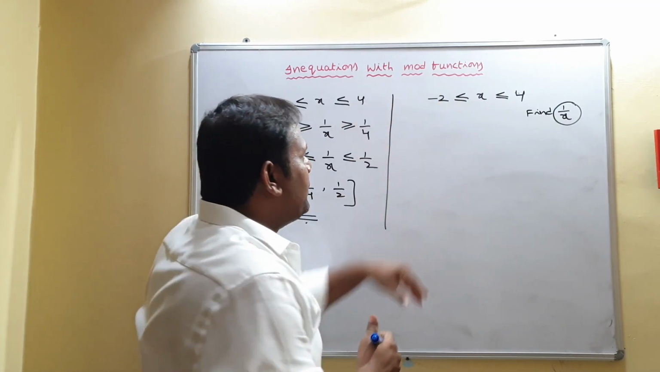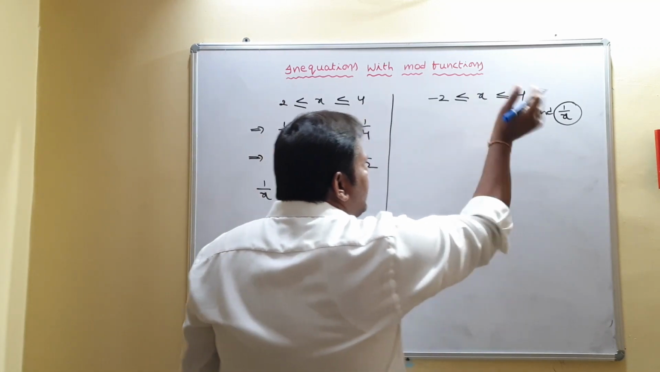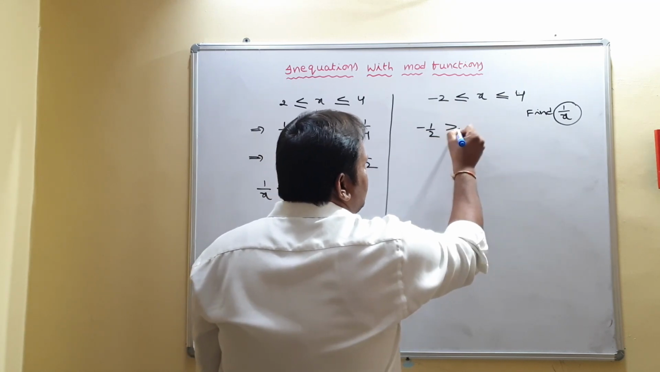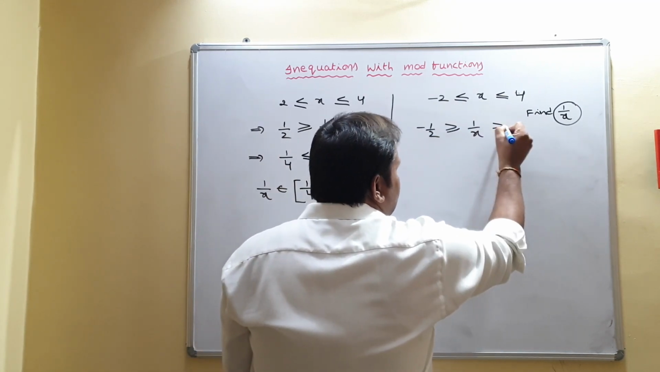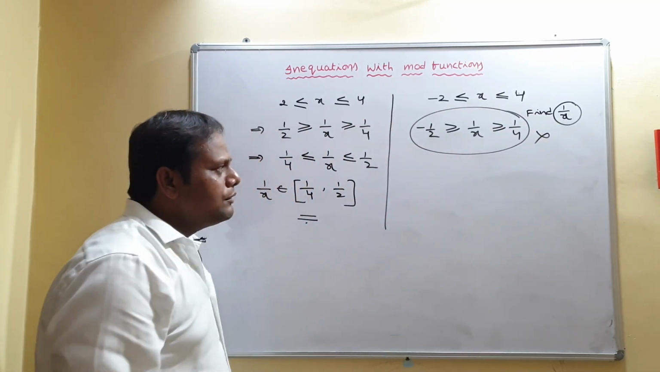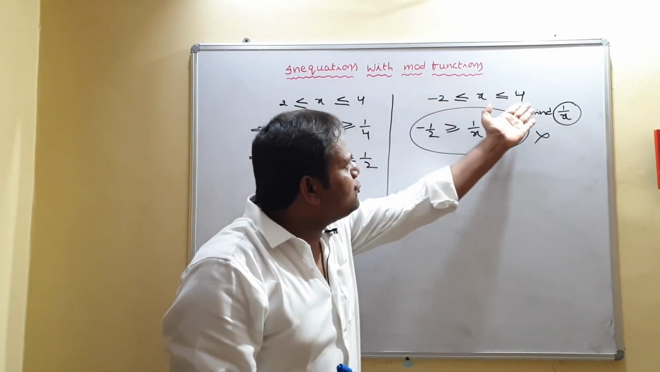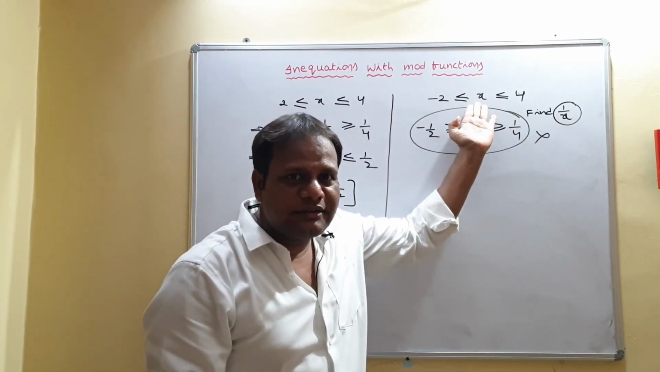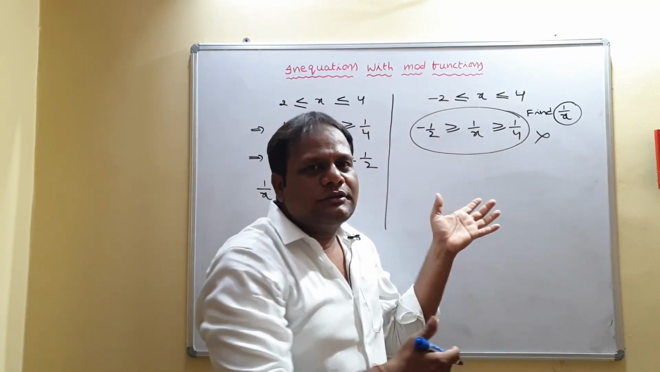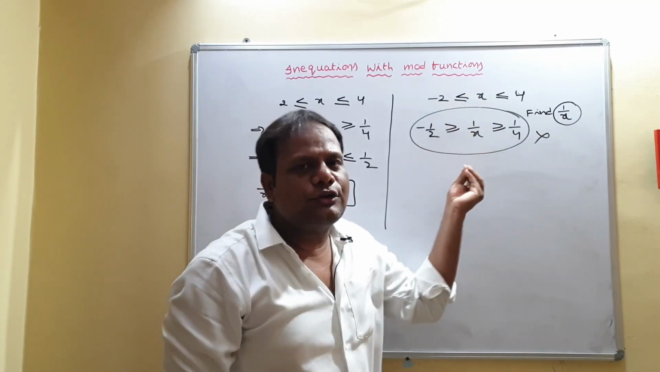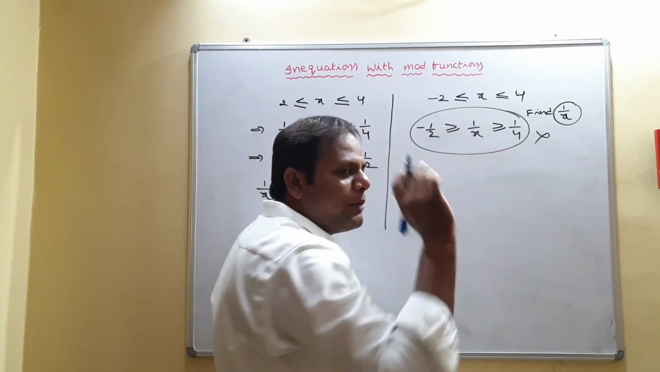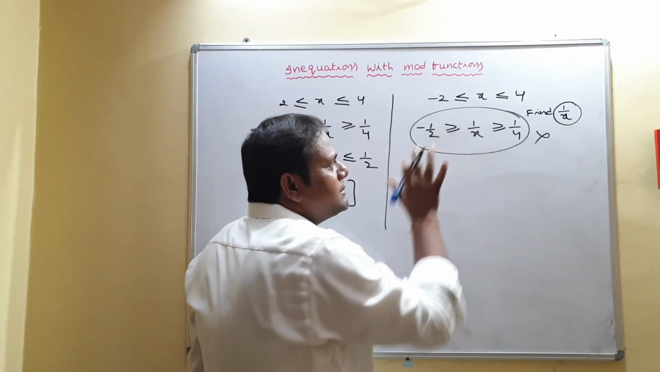But most of the students, to take the reciprocal, will directly write -1/2 ≥ 1/x ≥ 1/4. This is wrong, because between -2 and 4, we have 0. If you take reciprocals, how can you take the reciprocal of 0? Is it possible? No. So this concept is not correct. But most of the students will write like this only.